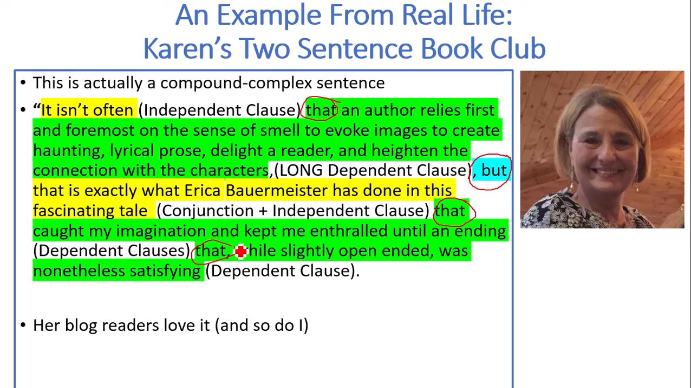There we go. We have a little bit of word repetition here, but this is one of her earlier ones. But the blog readers really like it, and so do I. Every entry is only 2 sentences.